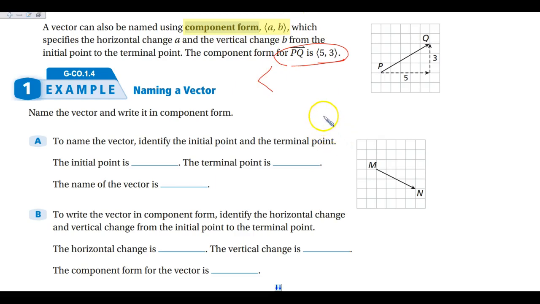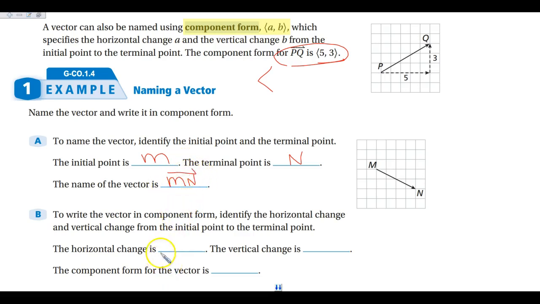All right, so we are going to go ahead and move on to example 1. And we want to start by naming the vector, all right? We're going to start by looking at, okay, what's our initial point? What's our terminal point? So when I look here, the arrow is pointing to point N. So that means that N is my terminal point. The other side of that is M, so that is where it starts. The vector starts at M and ends at N. So then when I name my vector, I put them in that order, M first, then N, with the symbol with the half arrow on top of it.